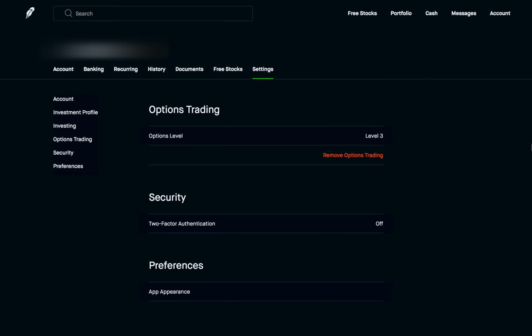Now, before we begin, this is going to involve trading options. If you're very new to Robinhood and you've never traded options before, keep in mind that options trading is disabled by default on Robinhood. To enable it, you need to go into your settings, and then go to the section that says options trading. There'll be a link that says something like enable options trading. You need to click on that, and then you should be set to go.